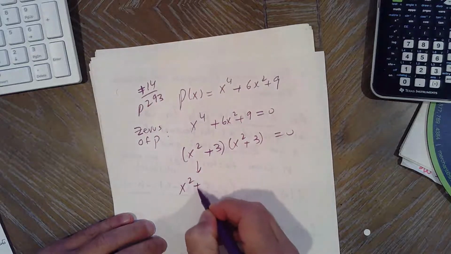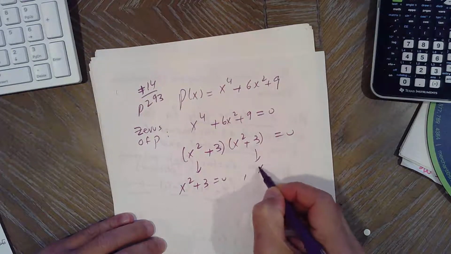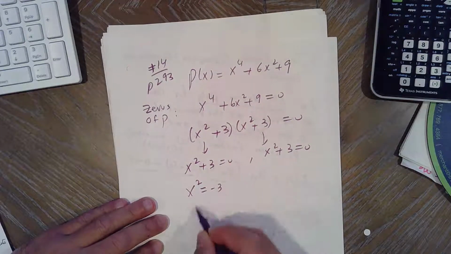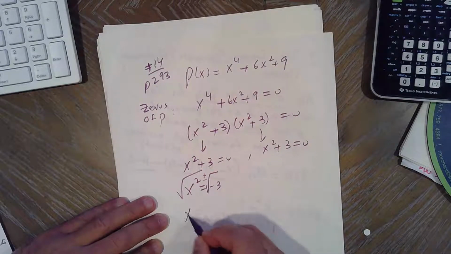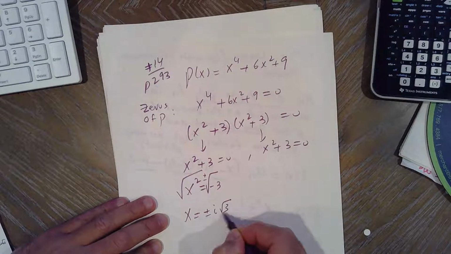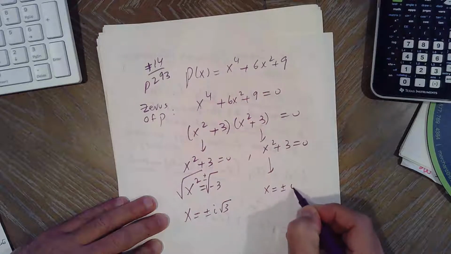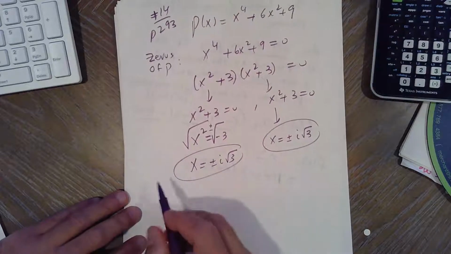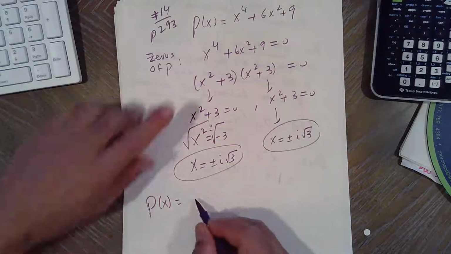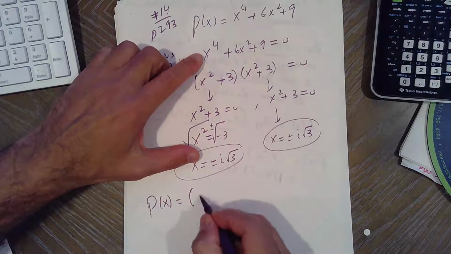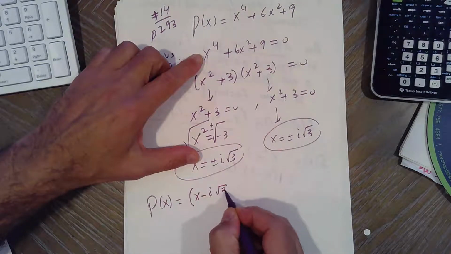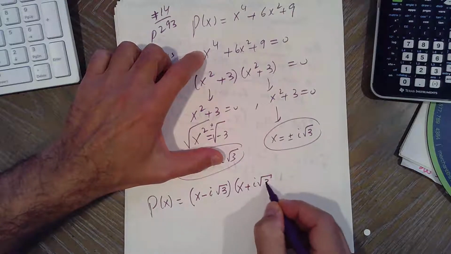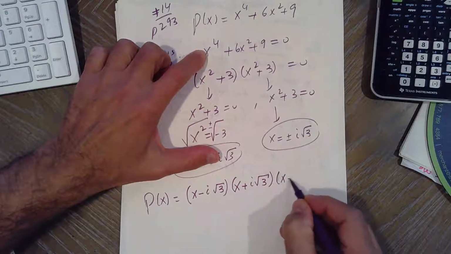So to find the zeros, each one of these equals 0. So move the 3 over, square root it. So x equals plus or minus i root 3. Same thing here. So there's 4 zeros and they're all imaginary. Then factor it. We know that for every zero we have a factor. So if x equals i root 3 is a zero, then x minus i root 3 is a factor. If x equals negative i root 3 is a zero, then x plus i root 3. And then we get the same thing there.